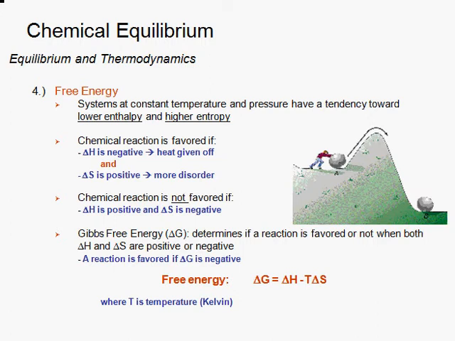Gibbs free energy, delta G, determines if a reaction is favored or not when delta H and delta S are positive or negative. So a reaction is favored if delta H is negative. Guys, we have the formula delta G is equal to delta H minus T delta S. These are very important points from an objective point of view: a chemical reaction is favored when delta H is negative, heat given off, and delta S is positive, more disorder. So you have to remember.